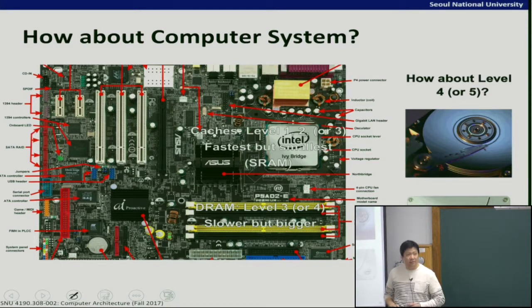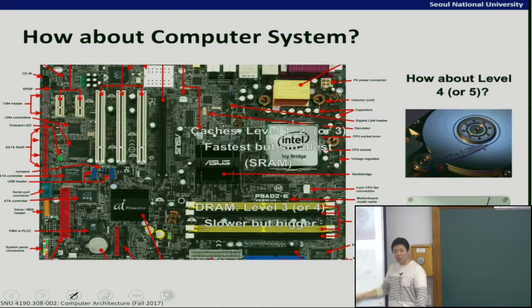Level 5 is actually disk, right? So now we actually have a hierarchy of storage and memory. The most frequently used data is stored in register file and cache on chip. And the next level is memory, like a DRAM. And the last level will be, like a disk.